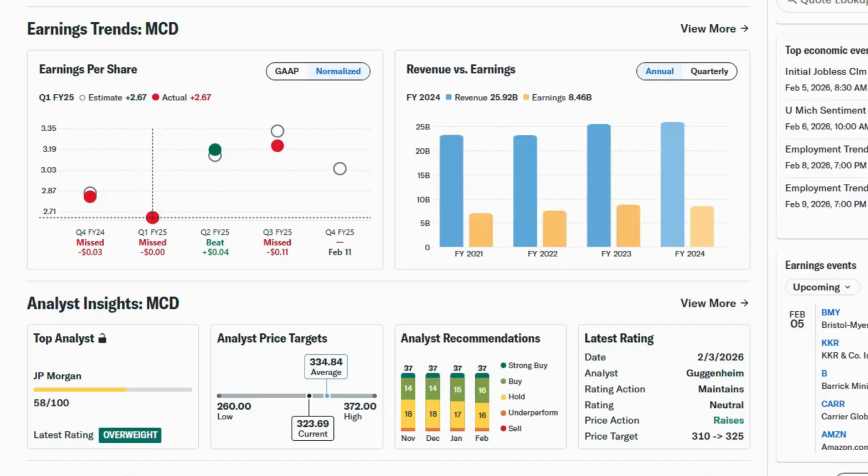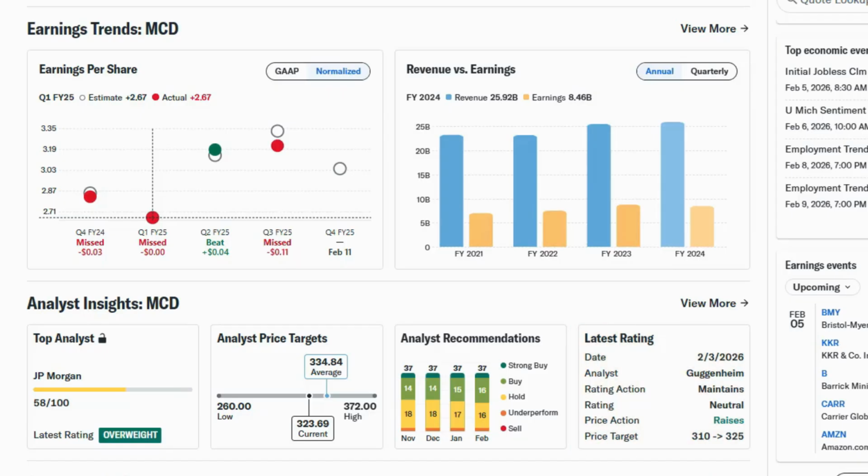Finally, on the far right, we see the latest rating update. This shows the most recent analyst action, who issued it, when it happened, whether they maintained or changed their rating, and whether they adjusted their price target. This section is especially useful for tracking new information because fresh analyst updates often move stocks in the short term.